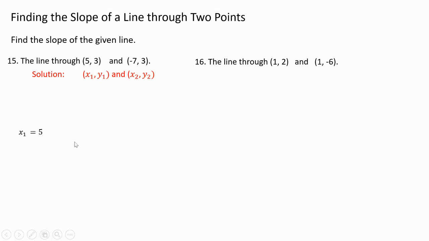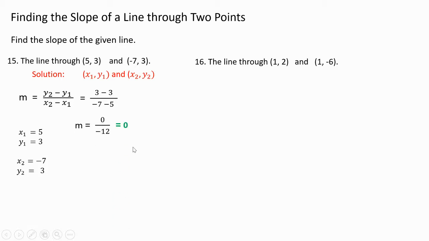My x1 is 5, for the people that are more visual. My y1 is 3. My x2 is -7. My y2 is 3. Now all we do is plug them into the formula. So y2 is 3, y1 is 3, x2 is -7 and x1 is 5. So we get 0 over -12. So my slope is 0.